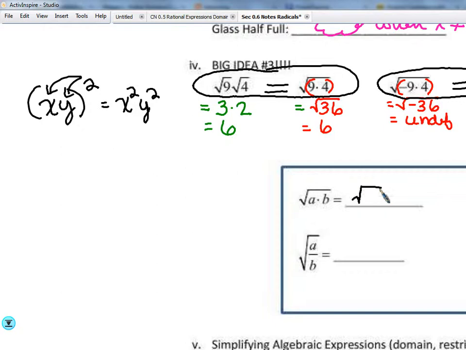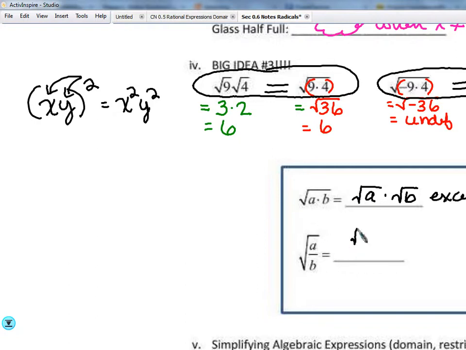So this would be equal to the square root of a times the square root of b, except when a and b are both negative. Okay? So that's our exception to this. We have to be very careful when we have variables about this, because when we use it, it can cause an exception, and so we'll have to pay attention to that.